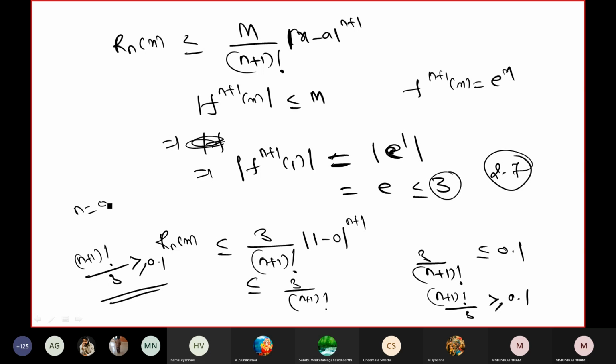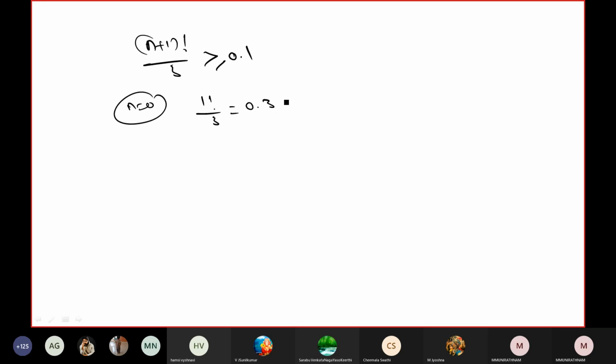I put n equal to 0, I'll write it here in the next slide. N plus 1 factorial by 3 is greater than or equal to 0. If n equal to 0, 1 factorial by 3 is 0.3, which is not greater than or equal to, sorry, greater than or equal to, that is also the same.